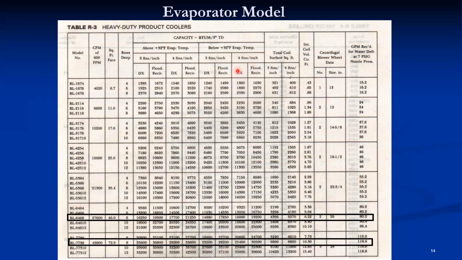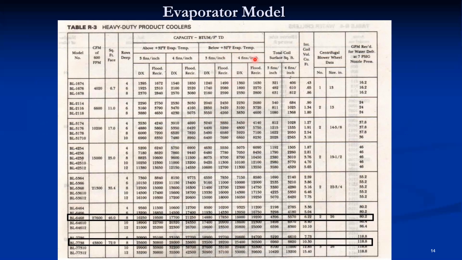And the DX type, because R22 is mainly suitable for DX type evaporator. Flooded evaporators are especially used for the ammonia case, not for hydrocarbon or halocarbon refrigerants, which generally use DX evaporators. So these two criteria are selected, and below 32 degrees Fahrenheit, because in our case it is -5 degrees Celsius. So first of all, we have to decide which column we have to go for.